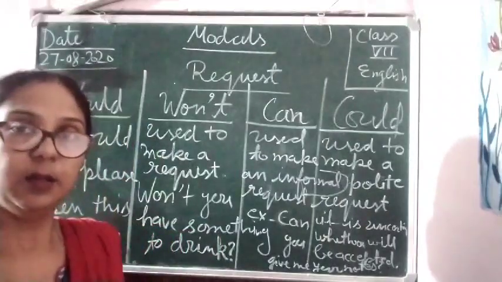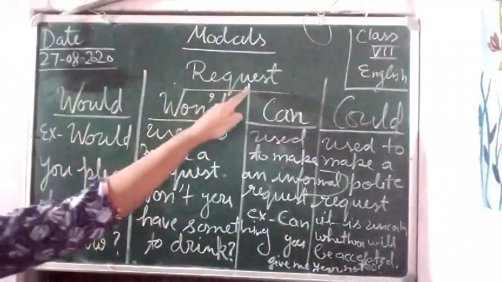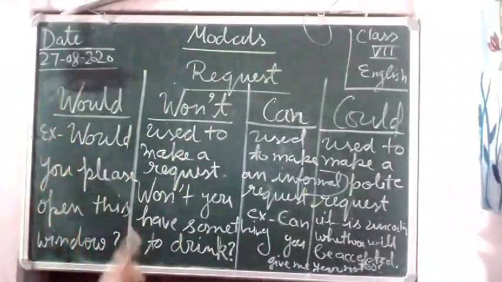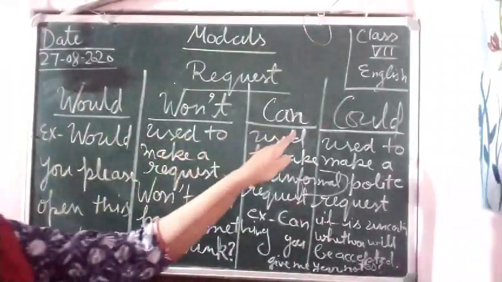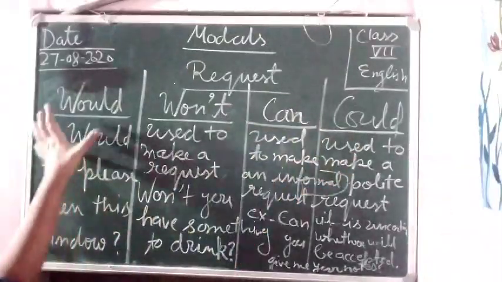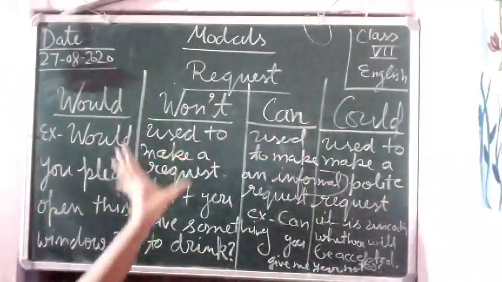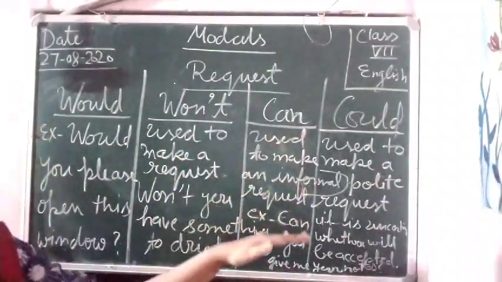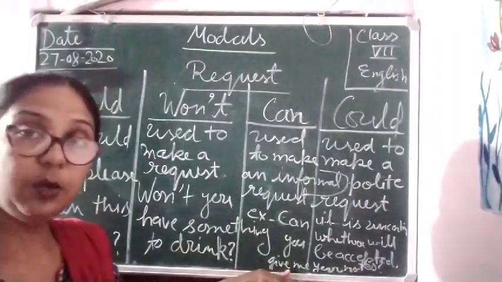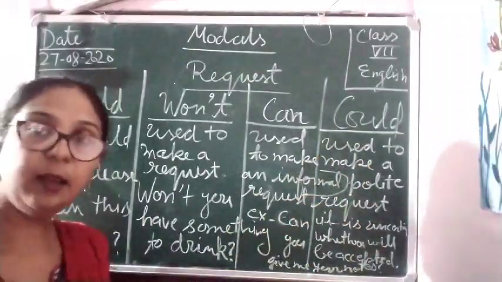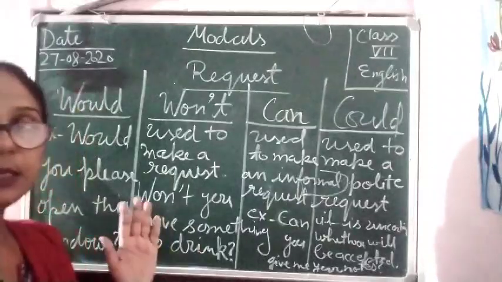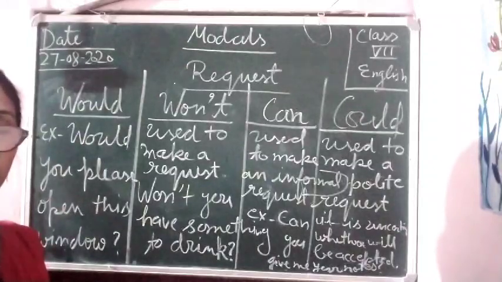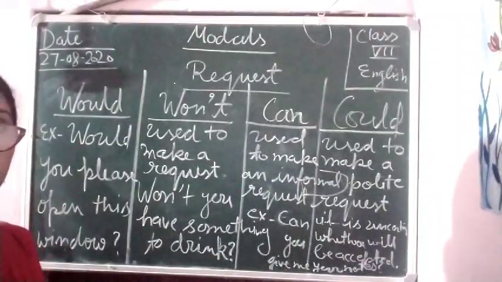So here we have learned about request, the modals which can express our request. These are would, want, can and could. Would is used in a very formal way, want we are using to express our request, can we can use in an informal way, and could is more polite than can. So please take your screenshot and write it down in your copy or in your notes, so it will be very helpful for you.